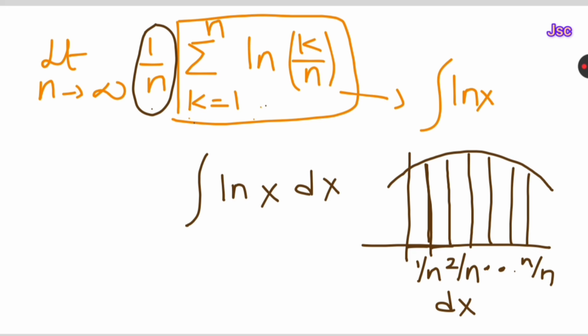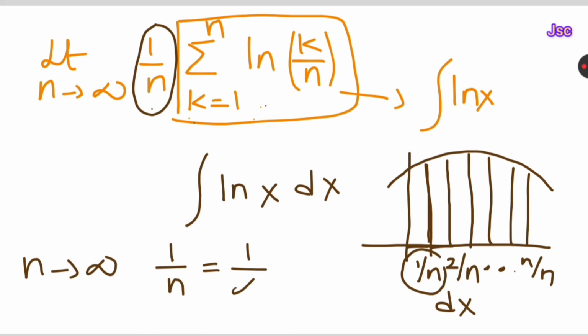Now observe the limit n tends to infinity. Here our lower limit is 1 over n, isn't it? So substitute n as infinity. That is 1 over infinity, which is nothing but 0. That means our lower limit turns into 0.